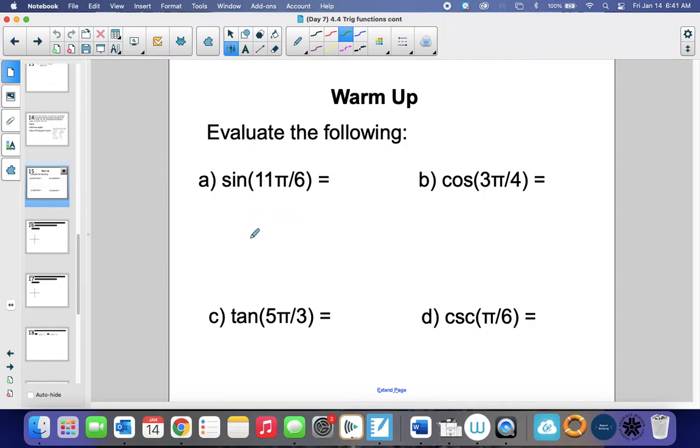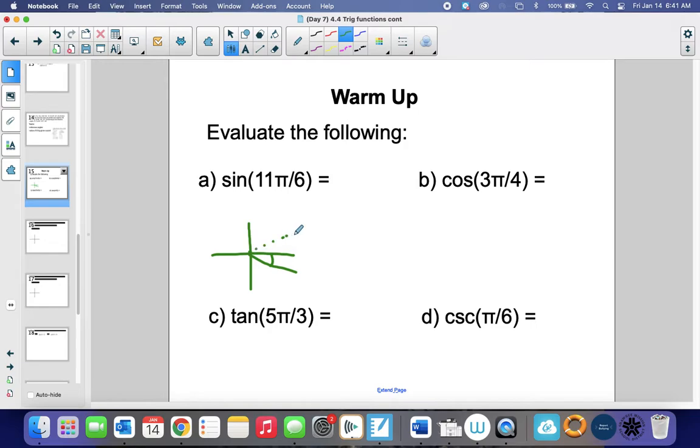So this is what we learned last class. We've got sine of 11 pi over 6. If you want to use your unit circle, you can. Or if you count all of your pi over 6s, 11 pi over 6 is 1 short of 12 pi over 6, which would give me 2 pi. So I know it is going to be in this quadrant. So this is my 11 pi over 6.